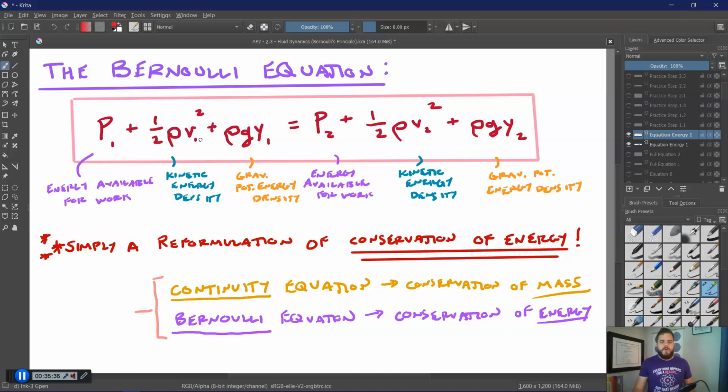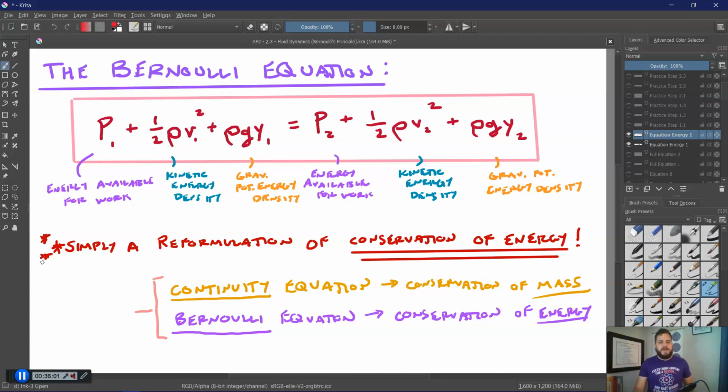The 1/2 rho V1 squared, well, that looks a lot like 1/2 mv squared, and these are in fact, we can think of it as the kinetic energy density, how much energy is being devoted to moving the fluid around. And rho Gy1 and rho Gy2 are the gravitational potential energy density, the amount of energy that's been gained by the fluid by being raised up. So really, this equation is actually just a reformulation of the conservation of energy.